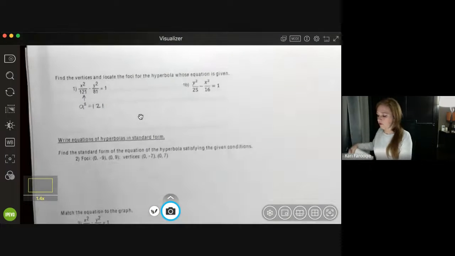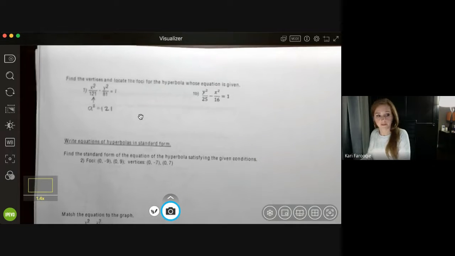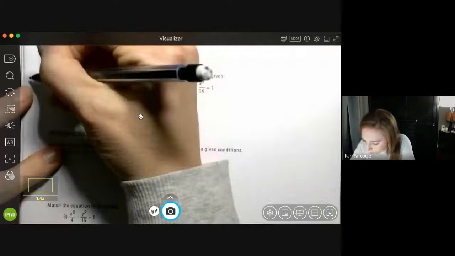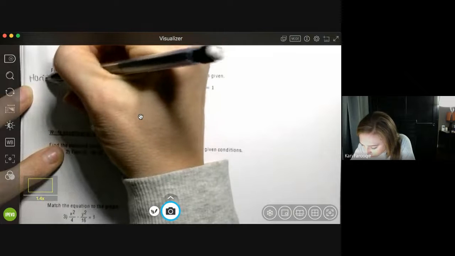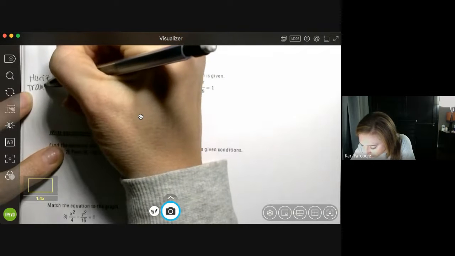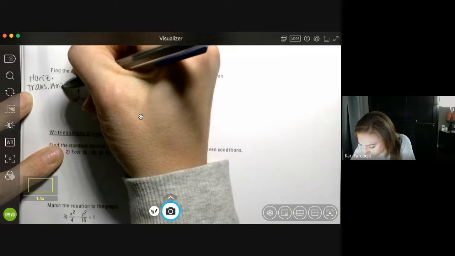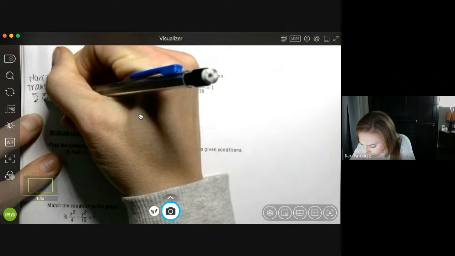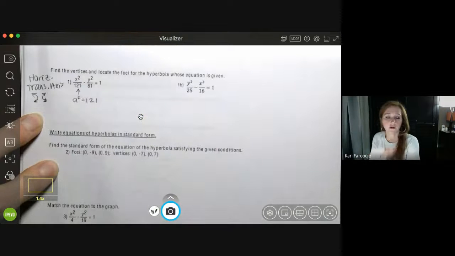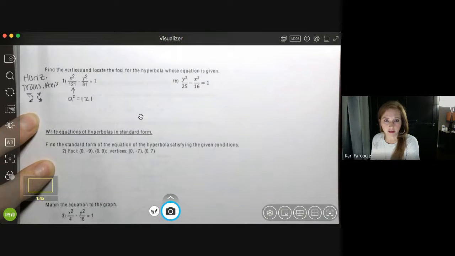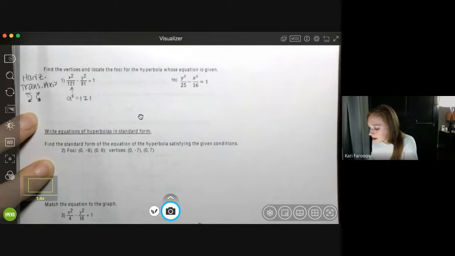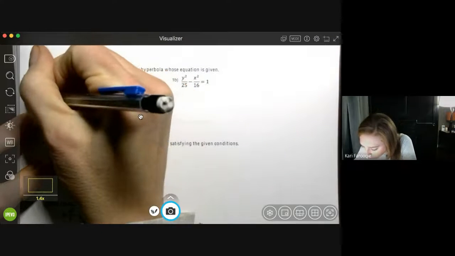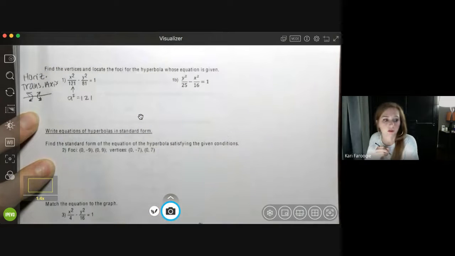So you always have those definitions to look back on. So I'm going to say that we have a horizontal transverse axis. That means our hyperbola opens left and right. Sometimes I note that by doing a very general, vague sketch of what the hyperbola is doing. Does it open left and right, or does it open up and down? Just so I'll know what's happening. And then my transverse axis has to run through there.